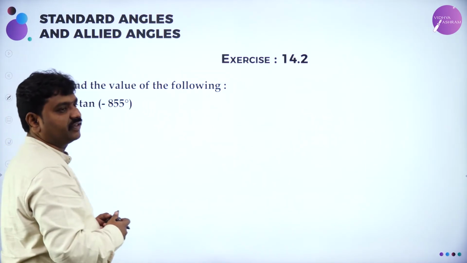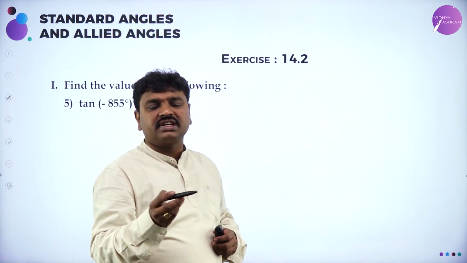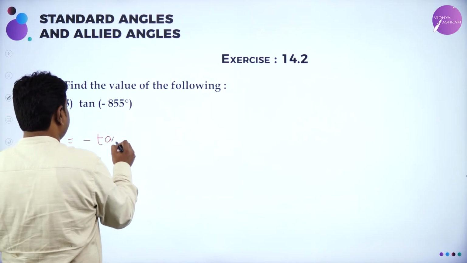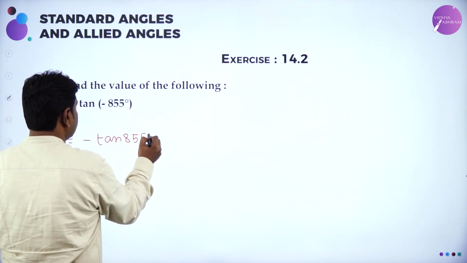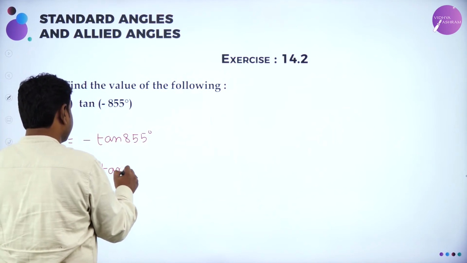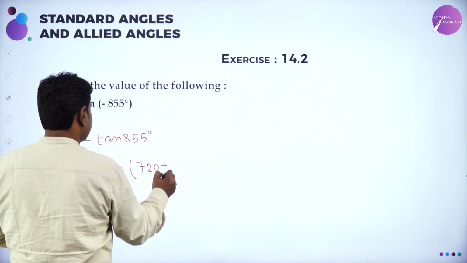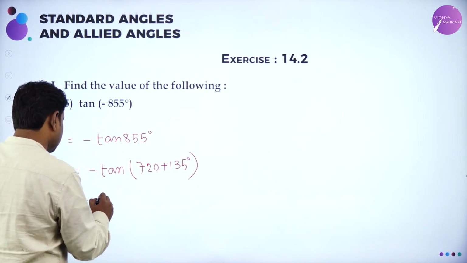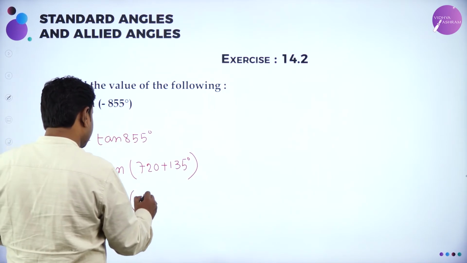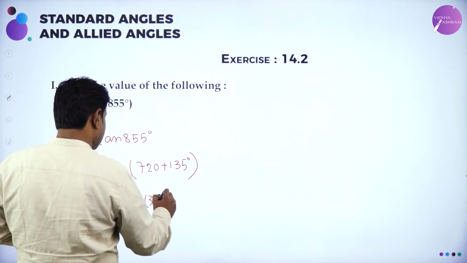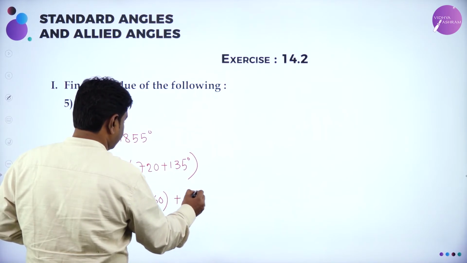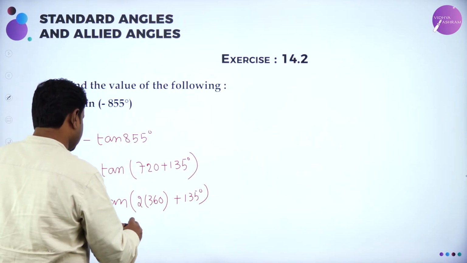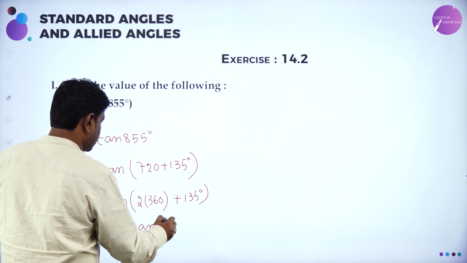So now tan of minus 855. See dear students, tan of minus theta is minus tan theta. So first I can write the minus outside, tan 855. And you know 855 can be written in terms of 720 plus 135. Further 720 can be written as 2 times 360 plus 135. That is, tan of 360 plus theta is what? Tan theta. It will become tan 135, but already we have minus outside.